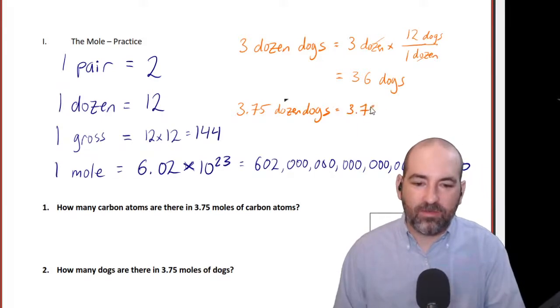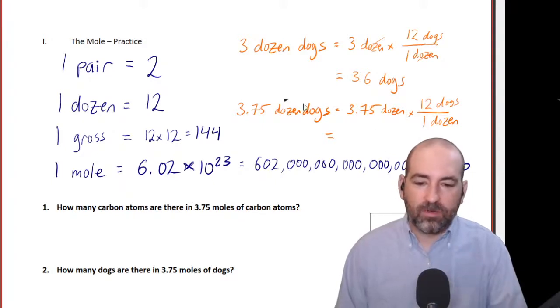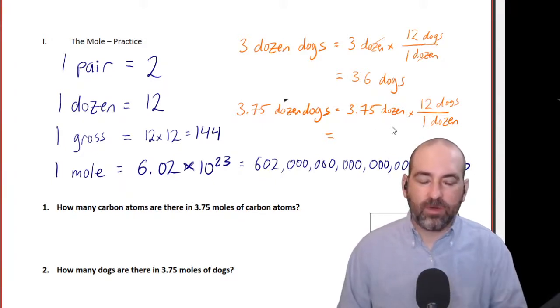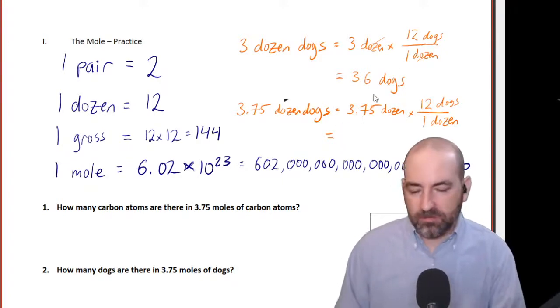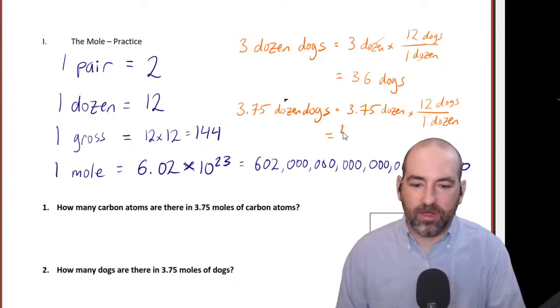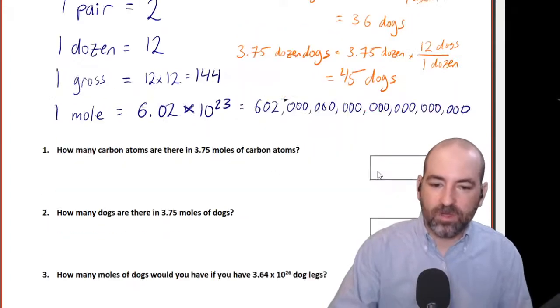So 3.75 dozen, and there's still 12 per dozen. And so what's that going to be? Well, 0.75 times 12 is 9. So we'd add an additional 9 dogs on here. You could do that on your calculator. Check me out, make sure I'm right here. But I believe that would be 45 dogs. So a lot of dogs.